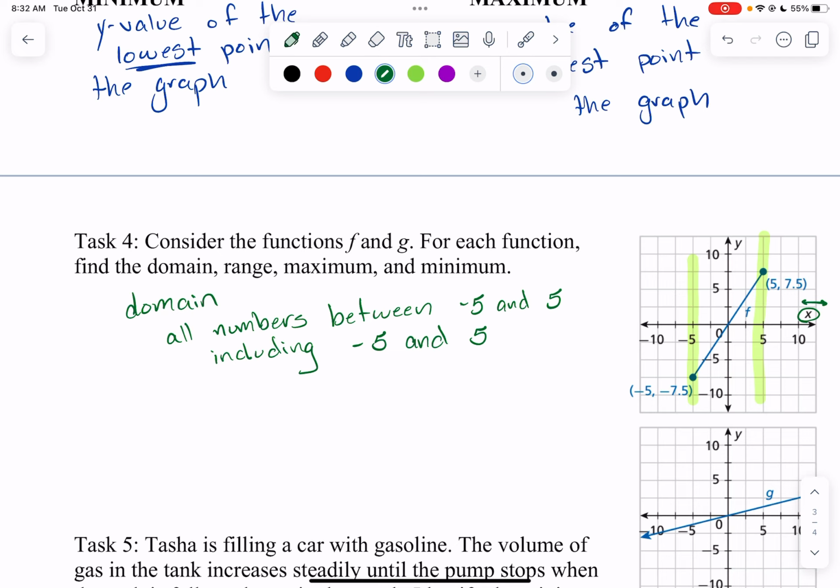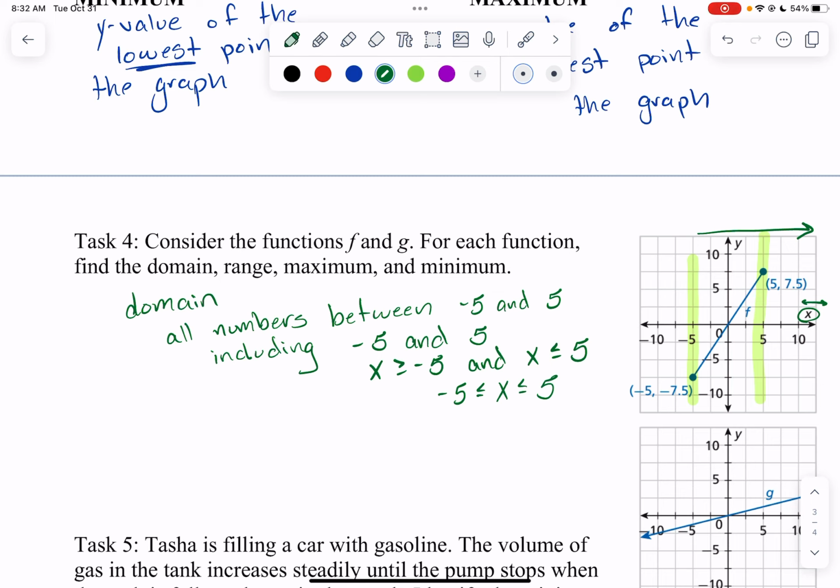Or I can write it using my combined inequalities. So I could say, okay, x either has to be greater than or equal to -5. So that'd be numbers from here on up. And x has to be less than or equal to 5, using the and symbol. Or I can write it this way. Negative 5 is less than or equal to x, which is less than or equal to 5. That was our conjoined inequalities.